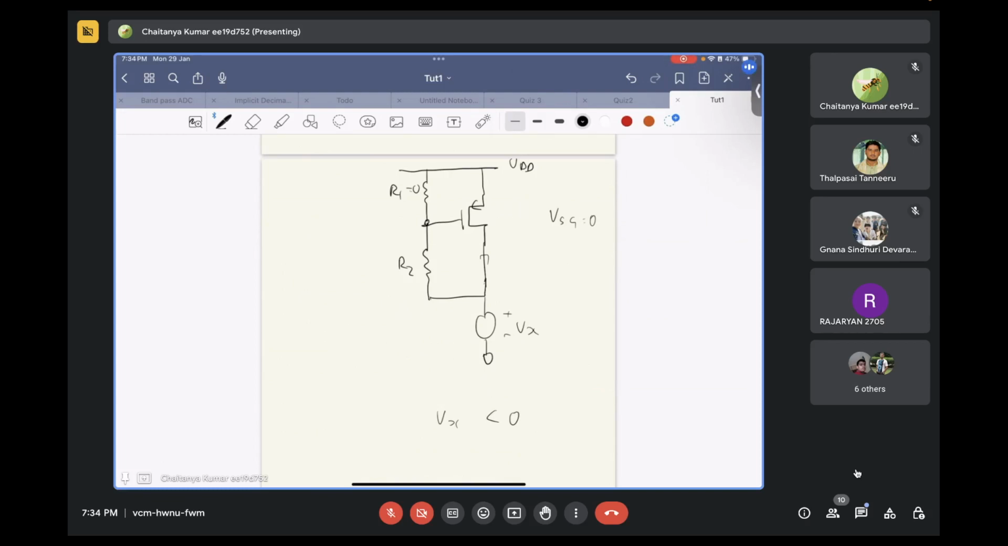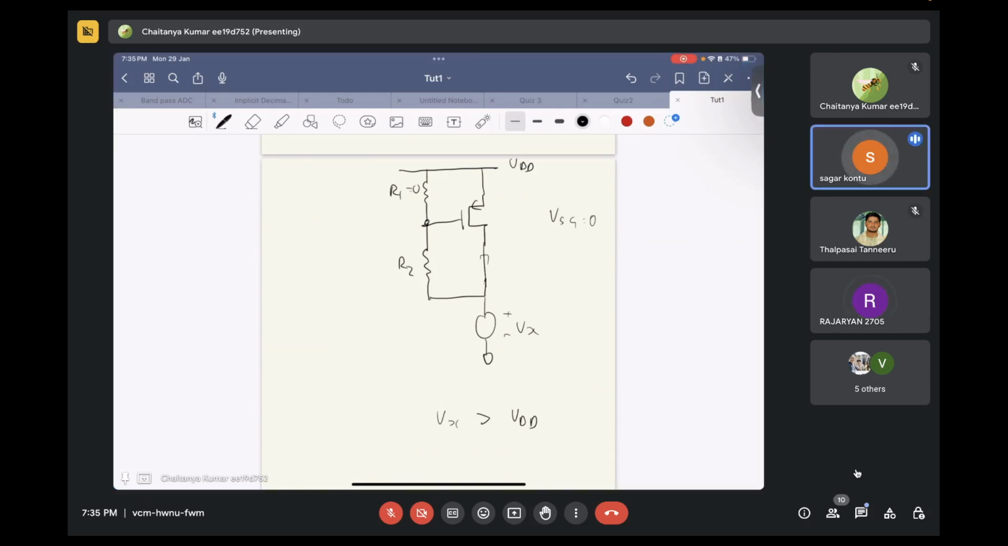No, wait. Not negative value of Vx. What if my Vx is greater than VDD? It turns on. Why? Because the source is now Vx. Correct. So that was the point I was trying to make.